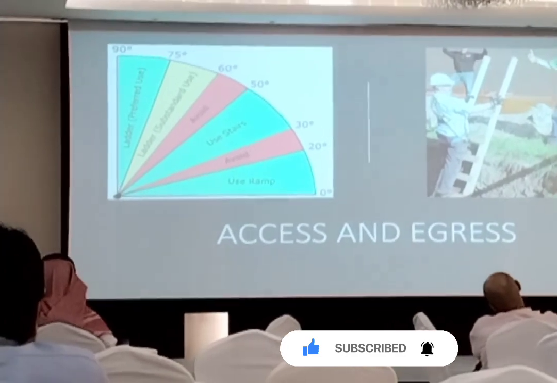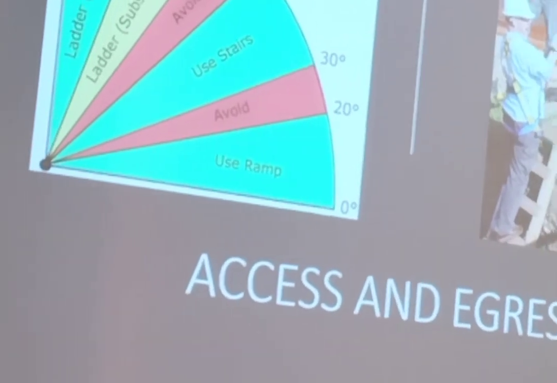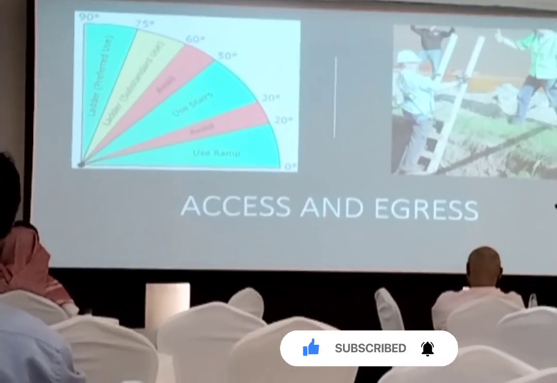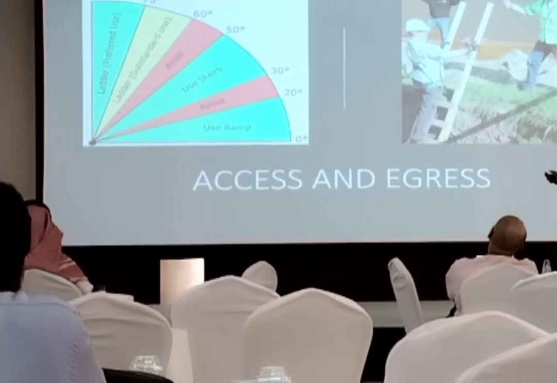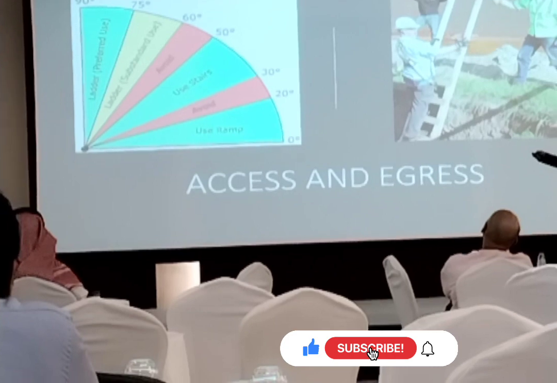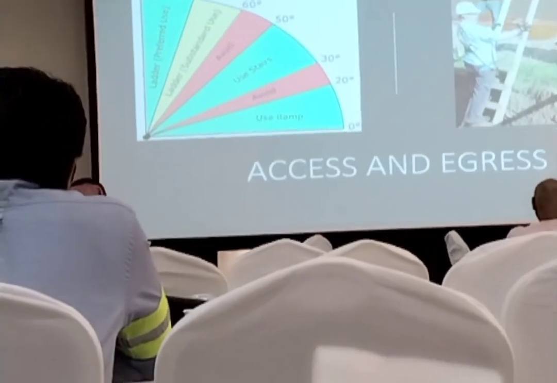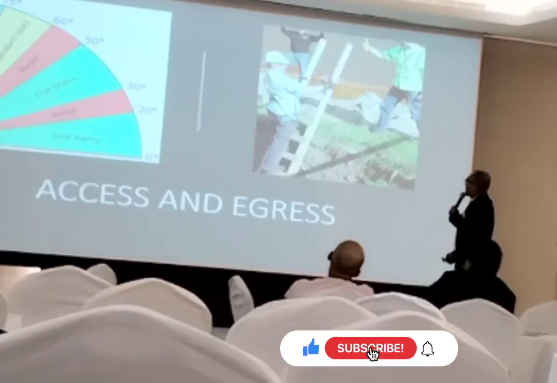Access and egress is also a big problem in excavation. If there is an excavation, make sure that the access is properly designed according to this. Use a ramp at 20 degrees. If it's between 20 to 30, avoid that. Use stairs if the angle is between 30 to 50. Ladder 60 to 75 and 90 to 75 for ladder use. This is for excavation only, my friends. Don't use this as reference for other forms of access in construction.